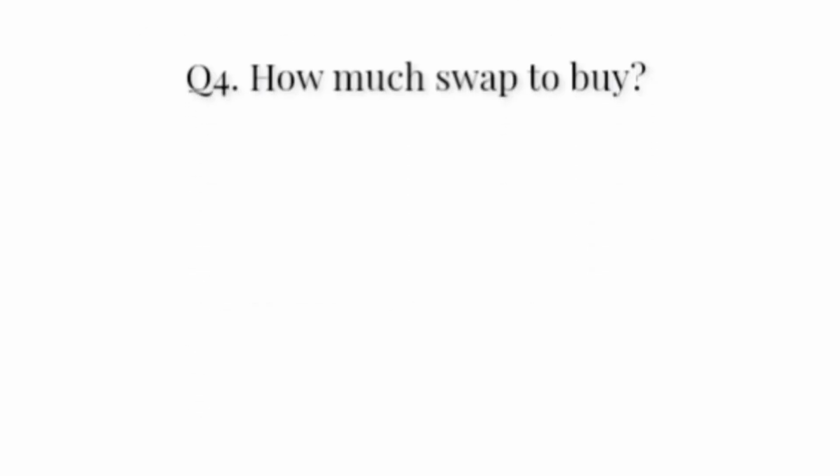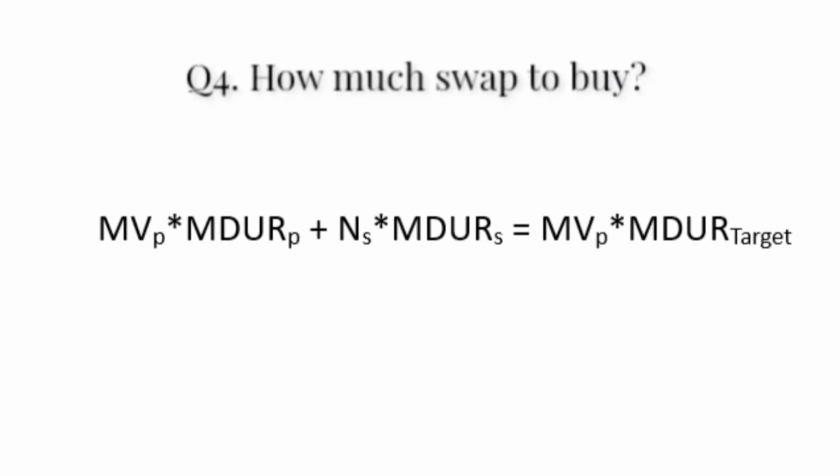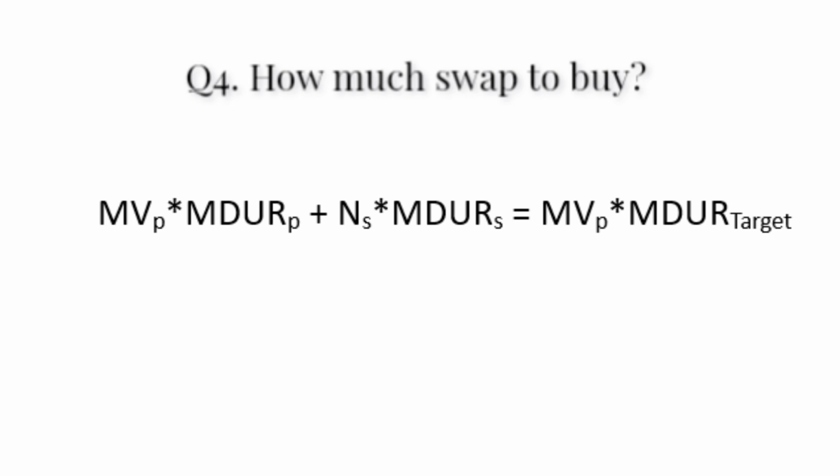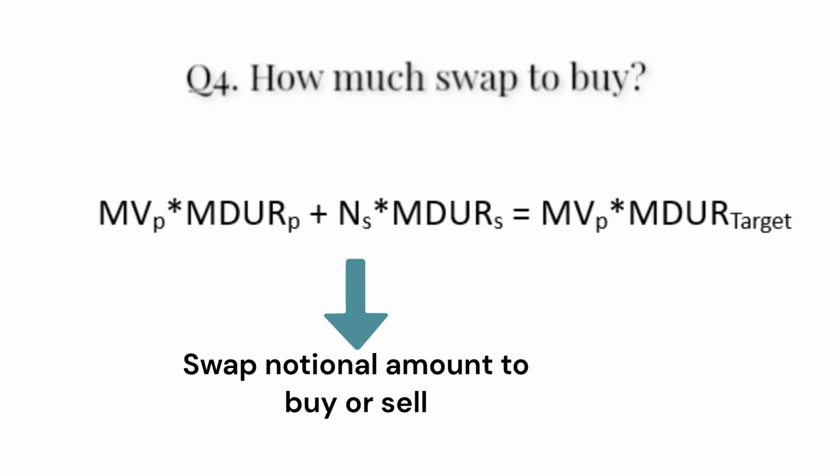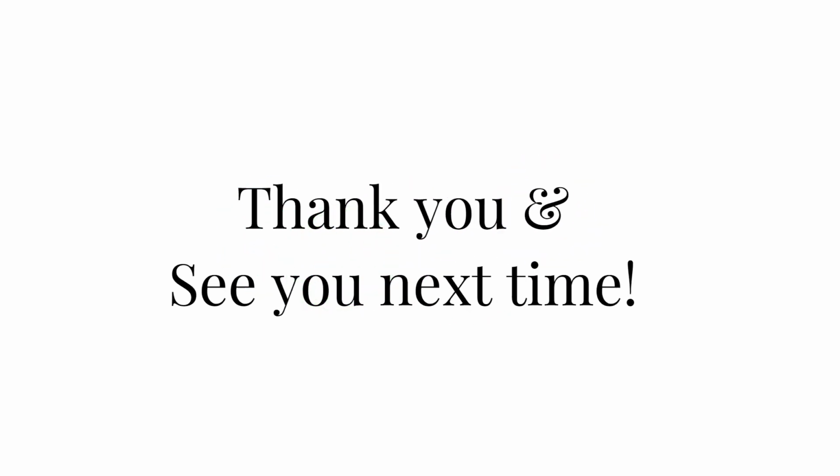Question 4. How much swap contract should the trader buy? If we know the targeted modified duration that we would like for the portfolio, we can use this formula to calculate the notional amount of swap contracts to buy or to sell. If the capital letter N gives a negative number, it means we need to sell swaps to reach the targeted modified duration.